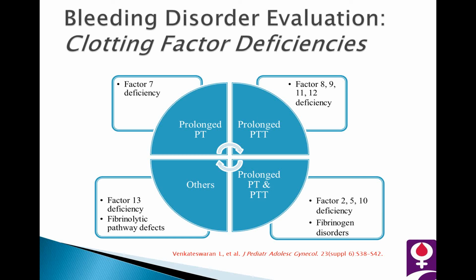If we are specifically concerned about clotting factor deficiencies, some of the things that we consider in the category of prolonged PT, we're looking at the extrinsic pathway here. We want to think about possibly factor VII deficiency. In the intrinsic category, we can consider factors 8, 9, 11, or 12 deficiency with a prolonged PTT alone. In the situation where both PT and PTT are prolonged, you should think about factors 2, 5, or 10 and fibrinogen disorders. And then there are a number of different conditions that fall into the other category, and this includes factor 13 deficiency and other rare fibrinolytic pathway defects.